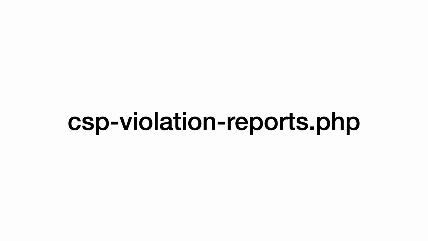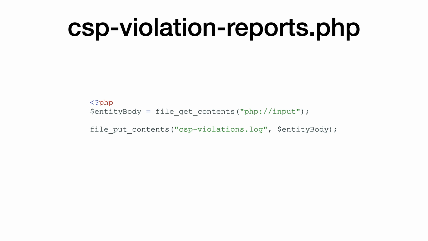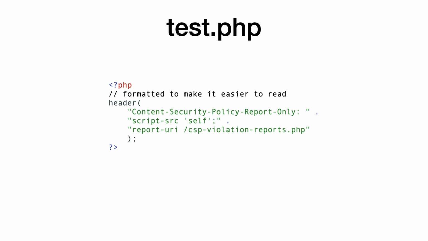To do this, at the root of your directory, create a file named cspviolationreports.php and enter the information on the screen. This is just going to take the data that's sent to the script in the post of the body and store it into a log file for us to examine later. Now we're going to go back to the top of our test PHP file and add the following at the very top of the file so that it gets included in the response.